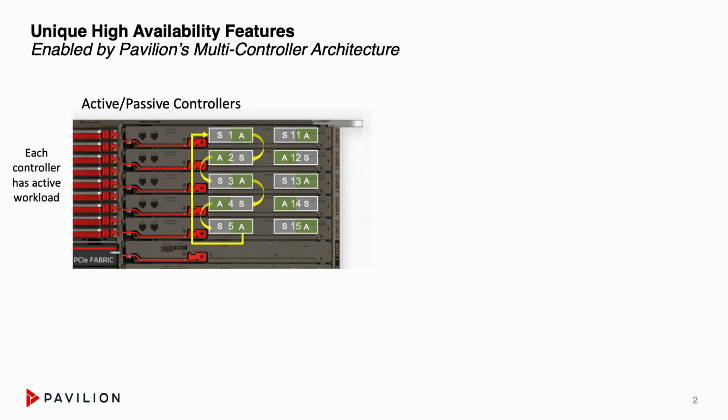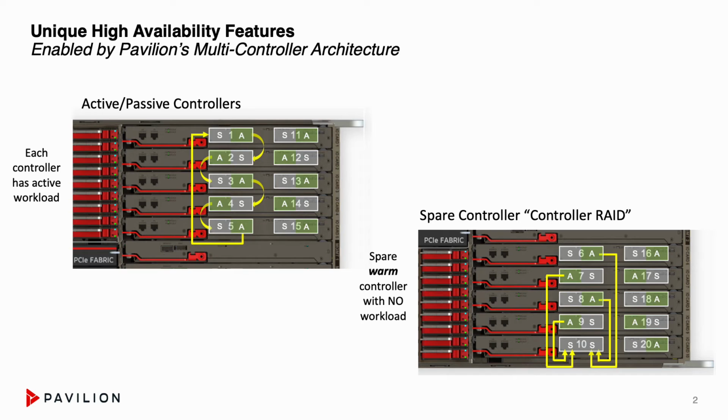Now, because of Pavilion's multi-controller architecture, we have a technology that we'll call controller RAID. In other words, we can have 4 controllers that all have their own active workload, and one extra controller is there sitting there warm in case one of the other controllers fails. So in this scenario, 6 has its own active workload in green, and its failover controller is 10. 7 has its own active, its failover is 10. 8 is 10, 9 to 10. 10 has no active workload.